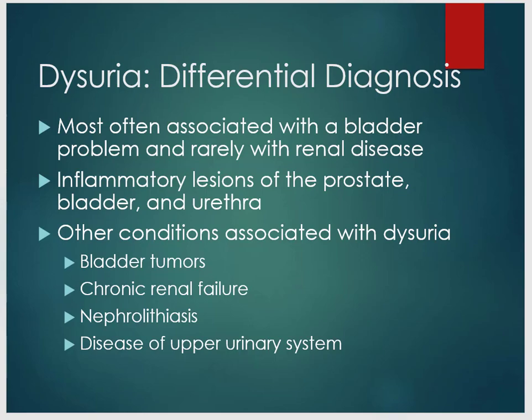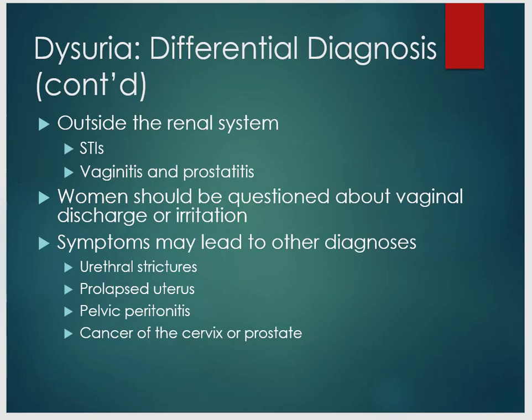Also worked into the differential diagnosis, there can be issues with the prostate, the bladder, or the urethra, and other conditions that are associated with dysuria may include a bladder tumor, chronic renal failure, nephrolithiasis, and diseases of the upper urinary system. If we're considering diagnoses that are outside of the renal system, that could be sexually transmitted infections, vaginitis and prostatitis. Women, when working up a differential diagnosis for dysuria, need to be questioned if there's any vaginal discharge or irritation. And then some other symptoms that may help you to differentiate your diagnosis include if there's been any urethral strictures, prolapsed uterus, pelvic peritonitis, or cancer of the cervix or prostate.